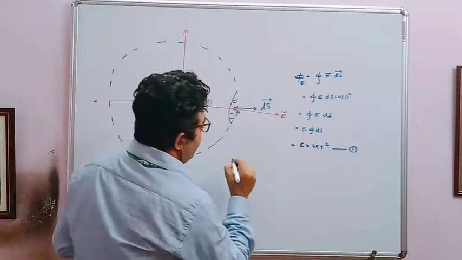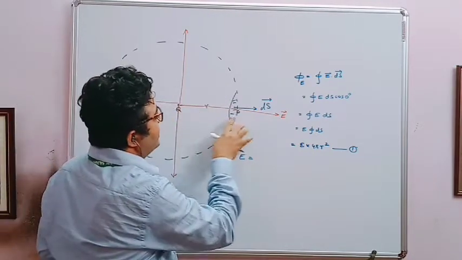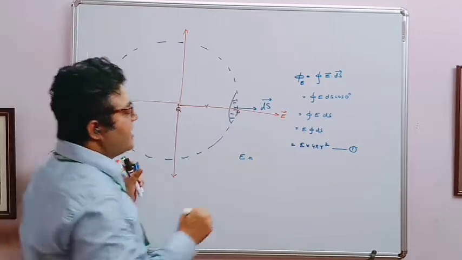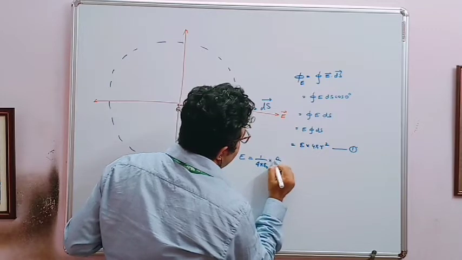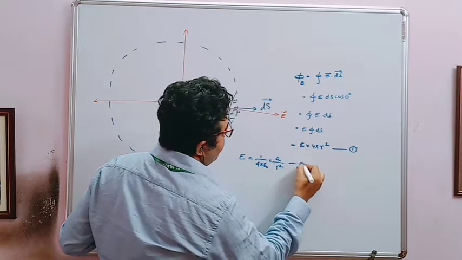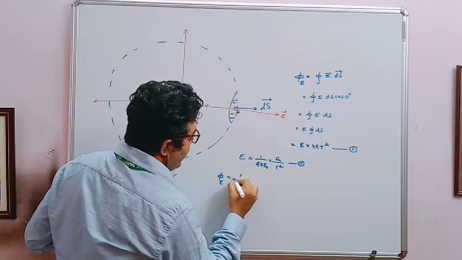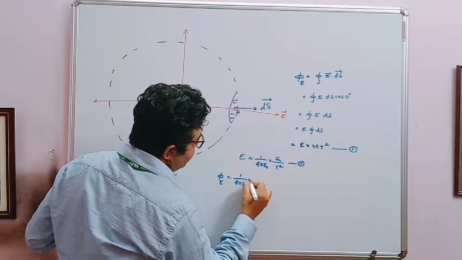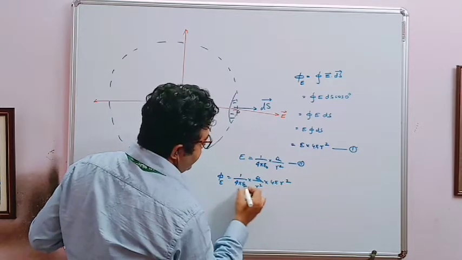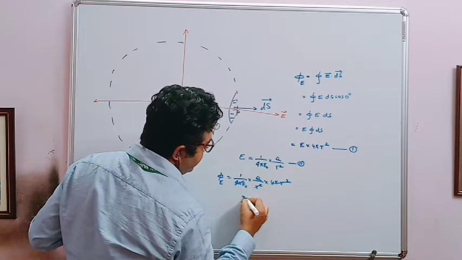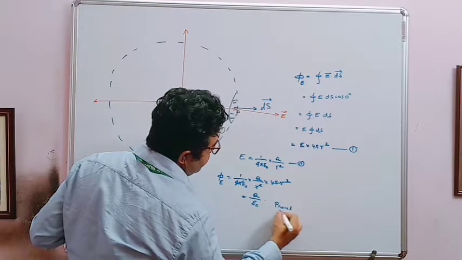Now from Coulomb's law, we know the electric field due to a Q charge at point P, which is at a distance r, is 1 by 4 pi epsilon naught Q by r square. If we put this value here, the electric flux is 1 by 4 pi epsilon naught Q by r square into 4 pi r square. So 4 pi r square cancel, Q by epsilon naught. So we proved Gauss's theorem.